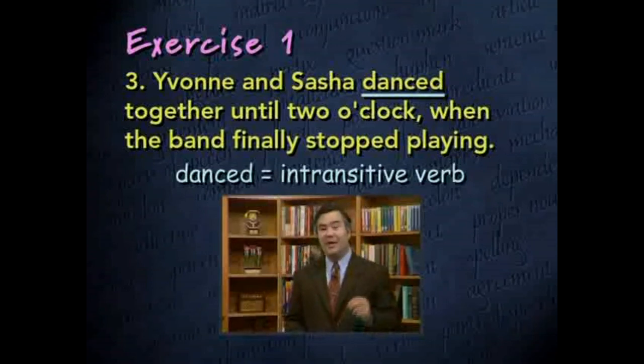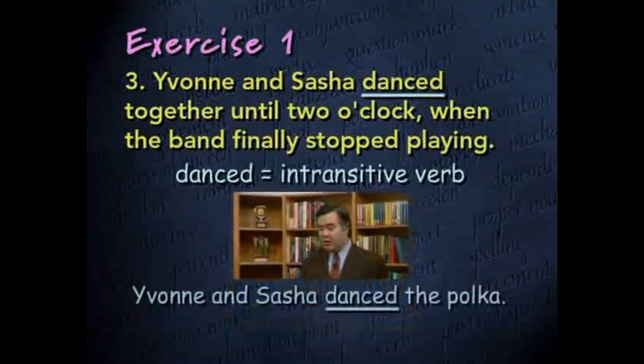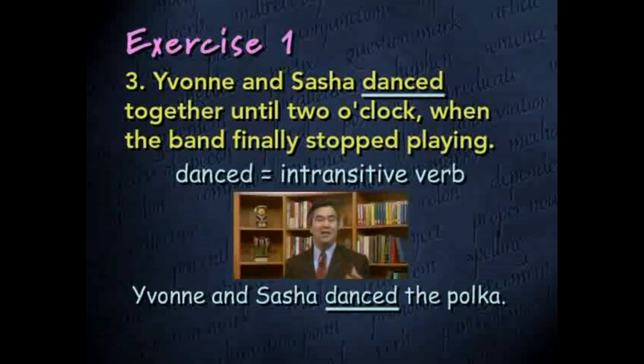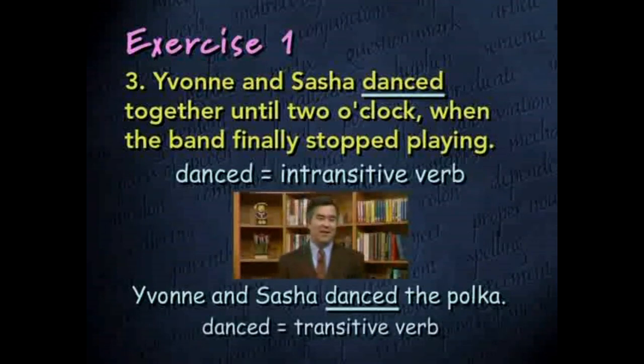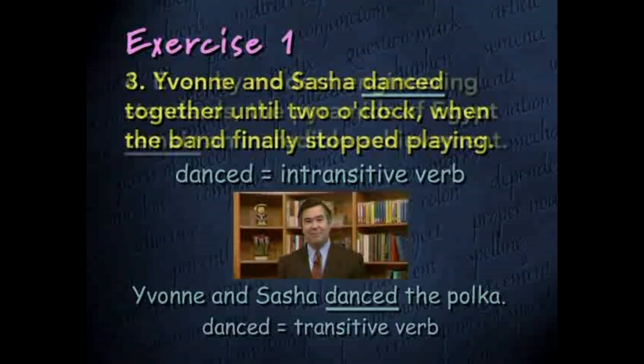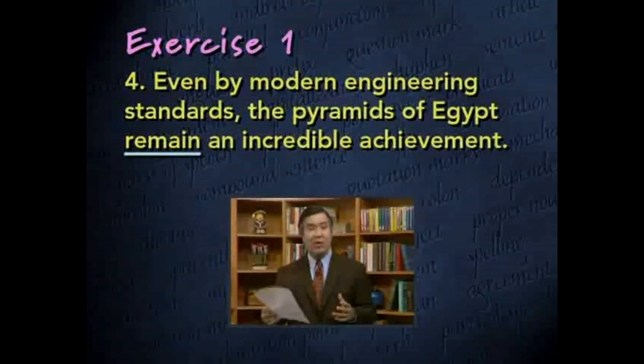Notice, by the way, that the verb danced can be used as a transitive verb. You could imagine a sentence in which there is an object receiving the action of the verb danced. For example, you could say, Ivan and Sasha danced the polka. In that sentence, the word polka would be receiving the action of the verb danced. It would be telling us what they danced. And we would have transformed the verb danced from an intransitive verb to a transitive verb, because there would be an object receiving the action of the verb. There is no such object in this sentence, and therefore the correct answer for this sentence in your exercise is intransitive.